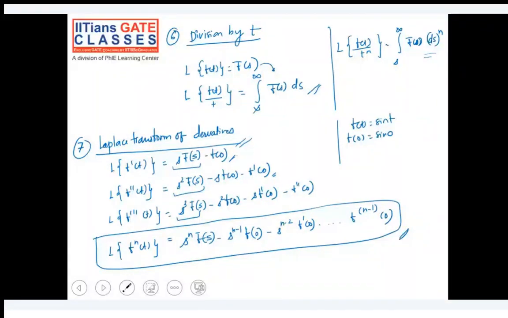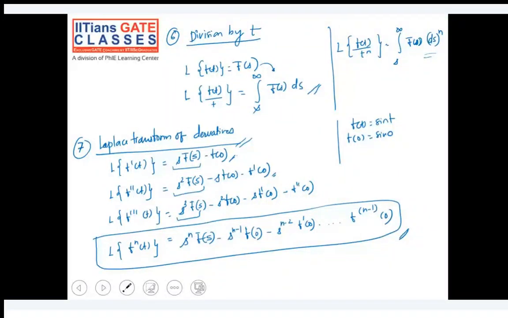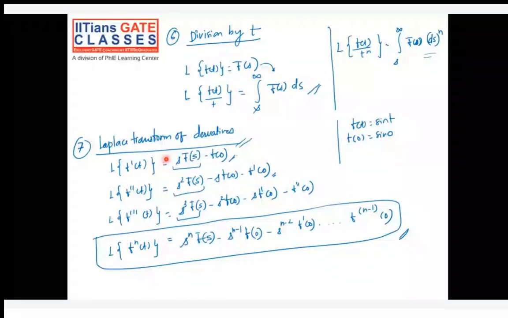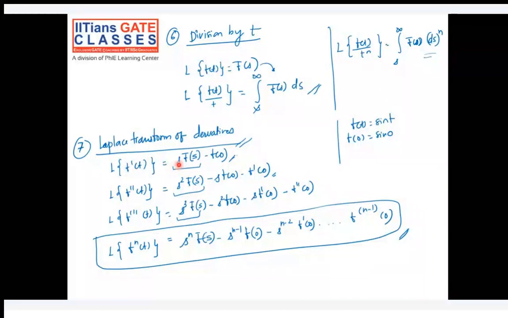Okay, so remember it. Laplace transform of derivative, Laplace transform of f dash of t. Okay, Laplace transform of f of t is what? F bar of s, we know. So what is the Laplace transform of f dash of t? It will be s f bar of s minus f of 0. Okay, you have to remember this.